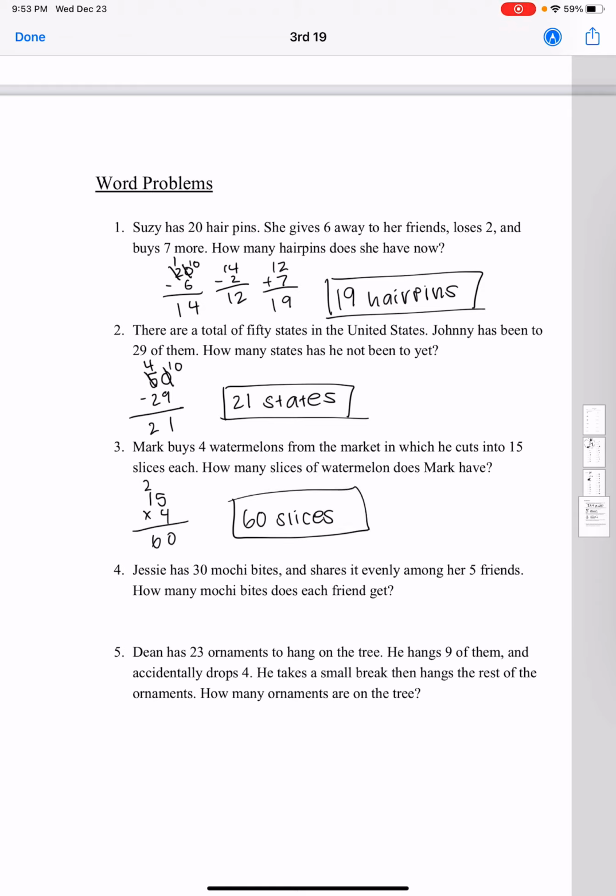60 slices. Number 4. Jessie has 30 mochi bites and shares it evenly among her 5 friends. How many mochi bites does each friend get? So we would do 30 divided by 5. How many times does 5 go into 30? 5 times 6 is 30, so 5 times 6. No remainders. The answer is 6 mochi bites each.